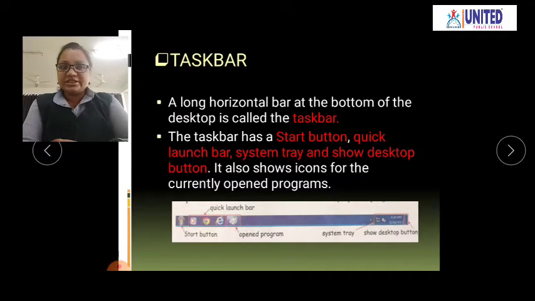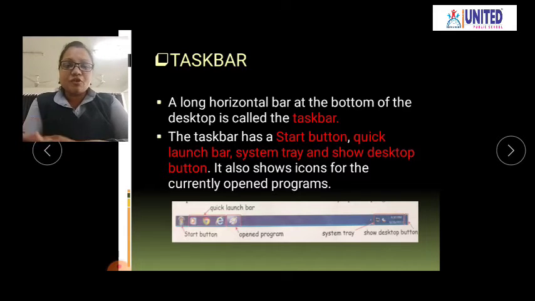A long horizontal bar at the bottom of the desktop is called a taskbar. That long horizontal strip at the bottom of the desktop is called a taskbar. A taskbar has the start button, quick launch bar, system tray and show desktop button. It also shows the icons of the currently open programs.